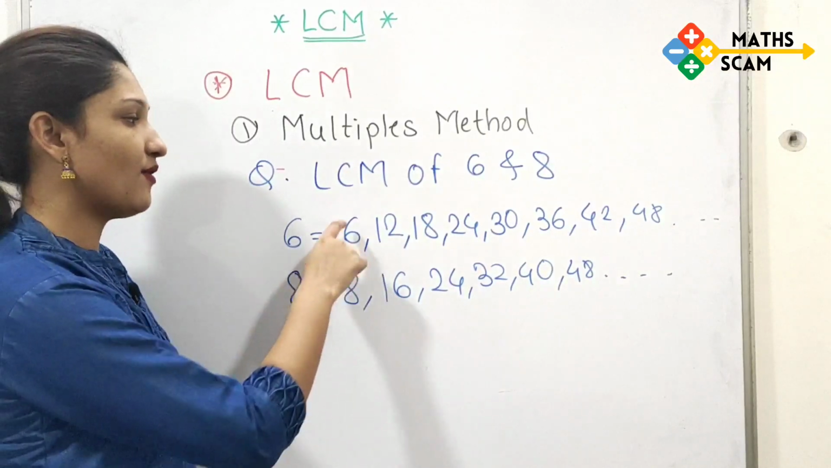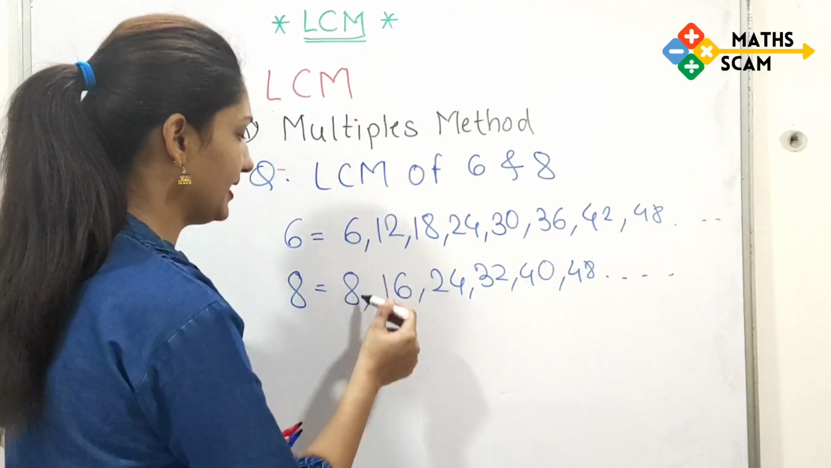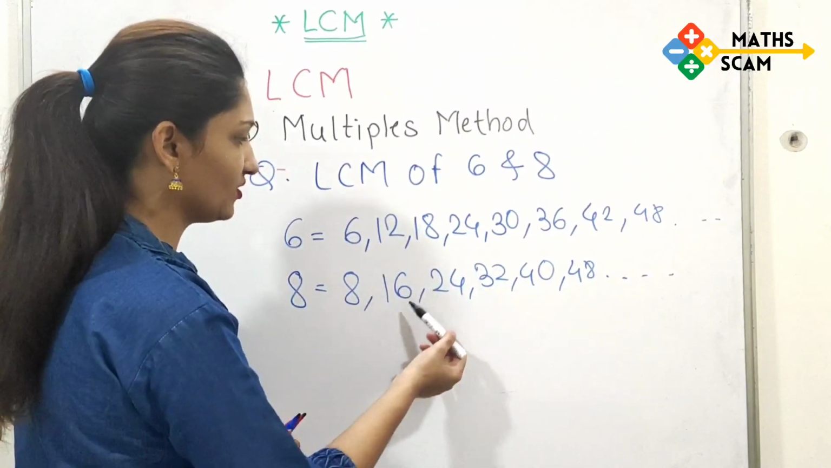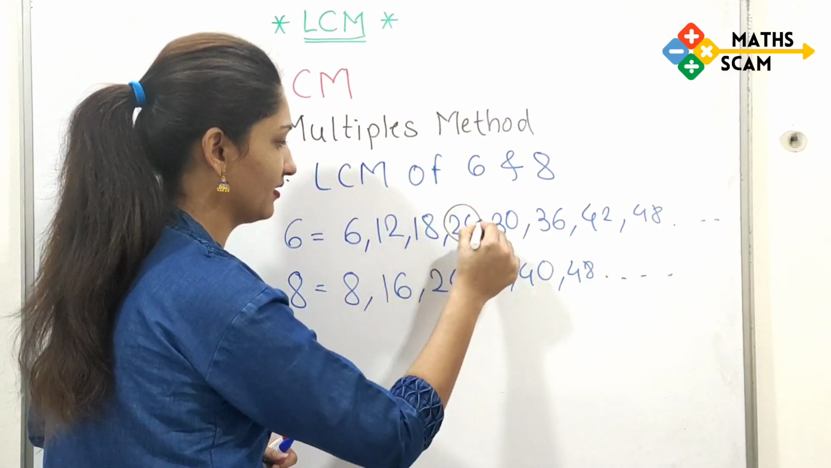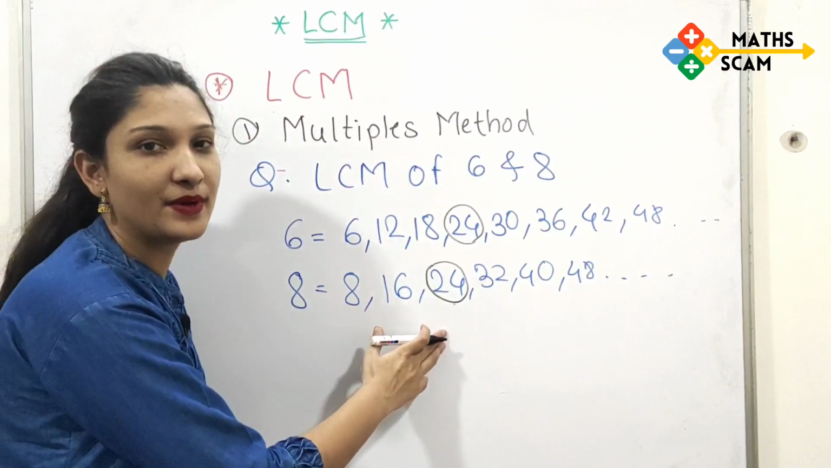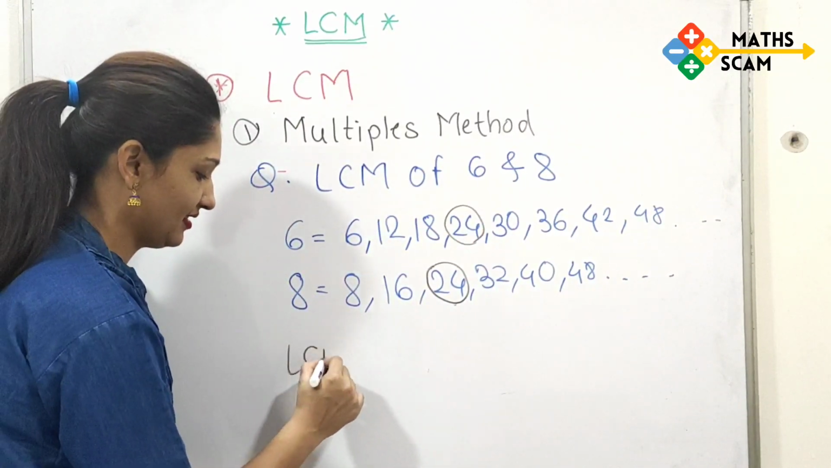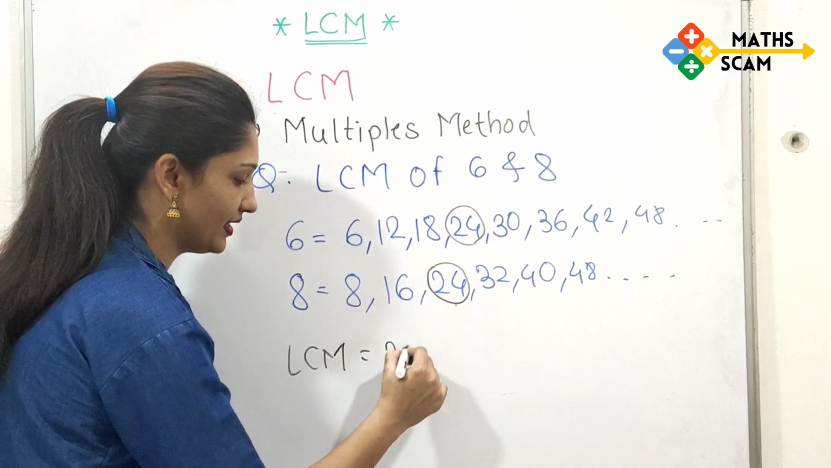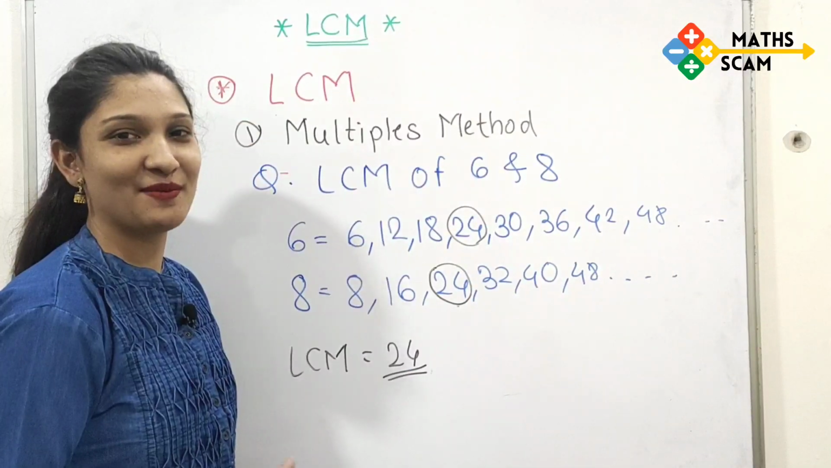Then find which number is common in both the tables. 6 is not there, 12 is not there, 18 is not there, 24, okay. So we got our first common multiple. So LCM of 6 and 8 is 24. Okay, we'll see one more example.